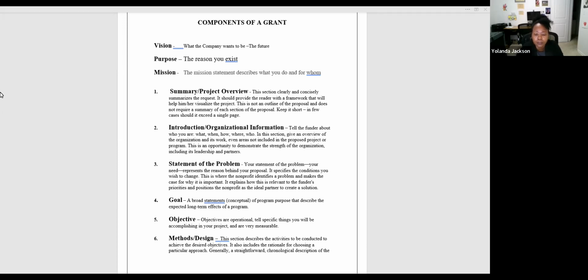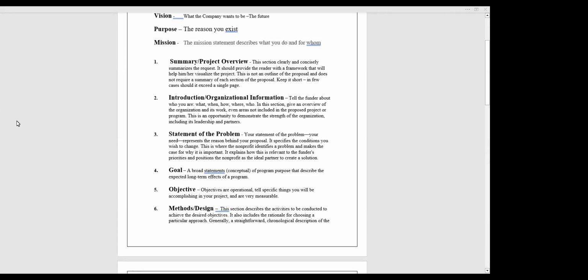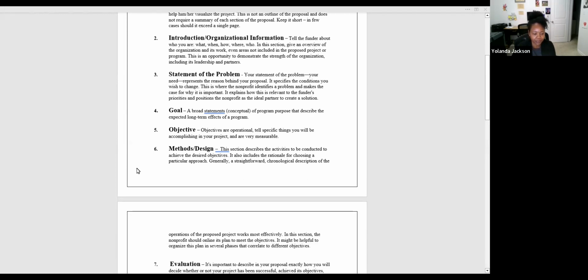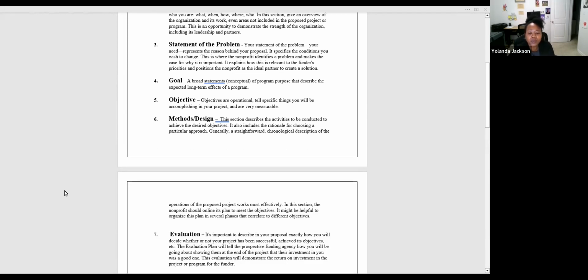Yes, sir. Now, the big part, number 6. So number 6 is methods and design. This section describes the activities to be conducted to achieve the desired objectives. It also includes the rationale for choosing a particular approach, generally a straightforward chronological description of the operations of the proposed project works most effectively. In this section, the nonprofit should outline its plan to meet the objectives. It might be helpful to organize the plan in several phases that correlate to different objectives.